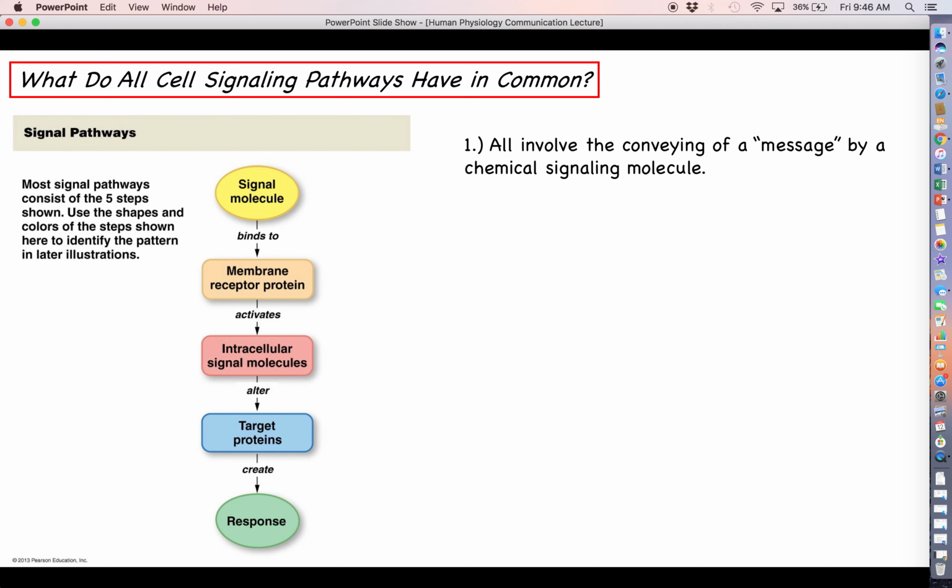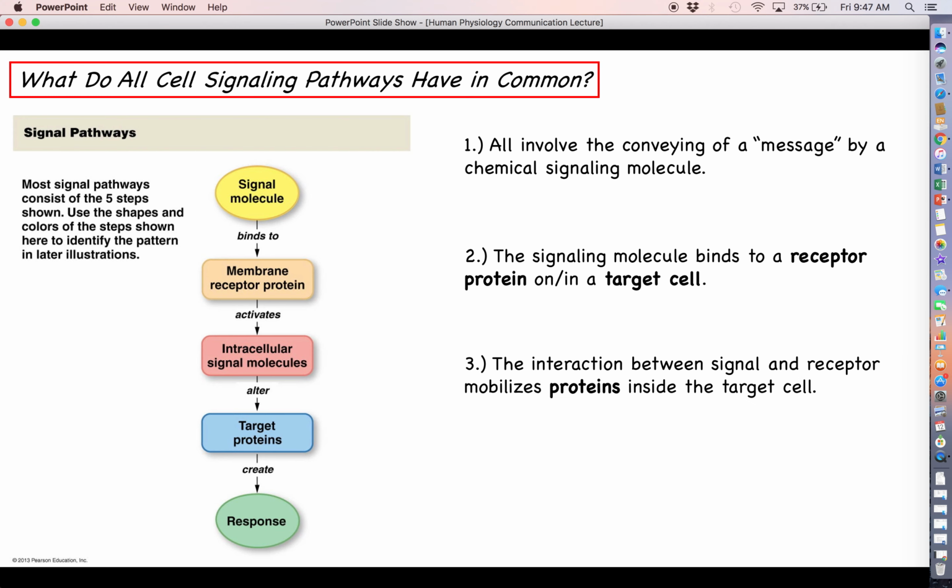So the signaling molecule, whether it's a hormone or a neurotransmitter or something else, might as well be a piece of paper that has a message written on it, right? So it's something that the target cell can receive and interpret and act on. The signaling molecule has to bind to a receptor protein on or in a target cell. Now, not every cell in the body is going to be a target cell. Actually, target cells are going to be very specific cells, usually.